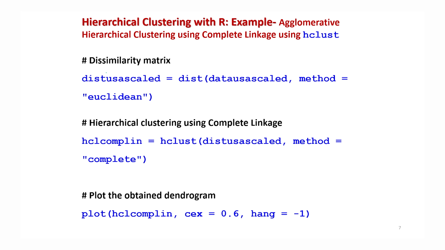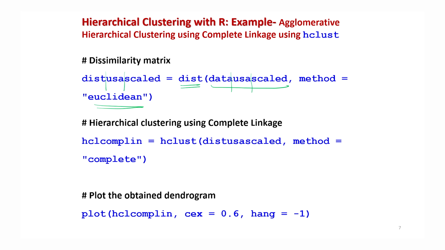Right. So first we create the distance matrix. For that I use the command dist on the same data set, data USA scaled, and for the method I am using Euclidean. And I am giving this the name dist USA scaled.